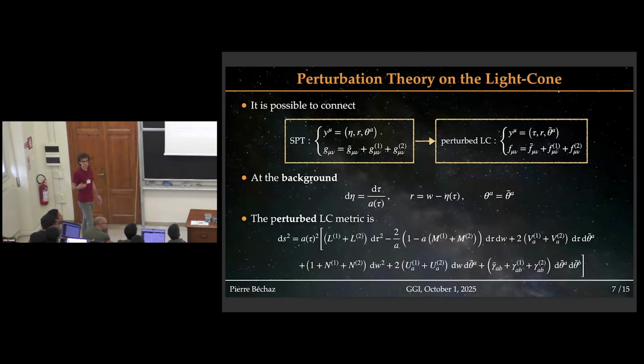Now, we want to work in perturbation theory. So the approach is the following. You take the flat FRW geometry g-bar, and you perform a background diffeomorphism to move to a background metric which is adapted to a light-cone foliation of spacetime. And on top of this, you add first and second order perturbations. So you're going to have scalars, vectors, and tensors up to the second order.